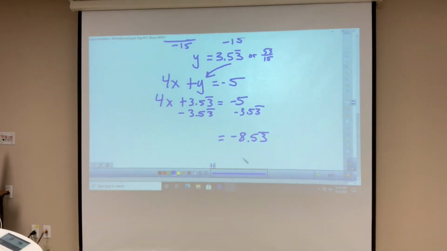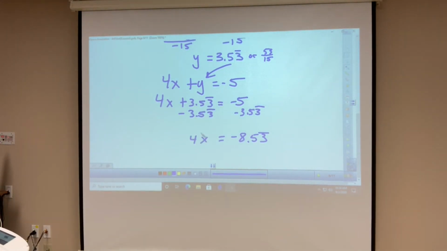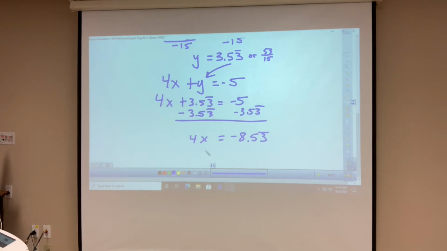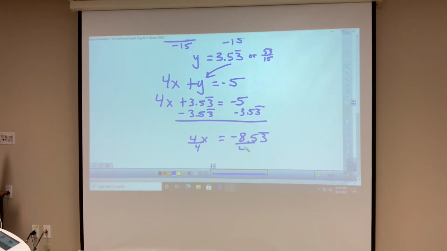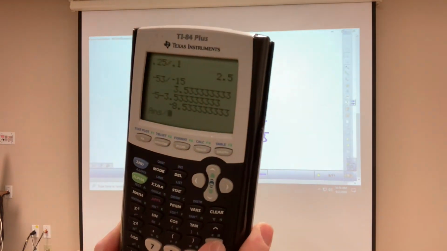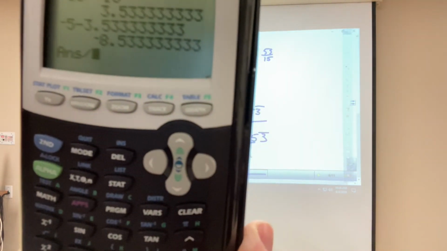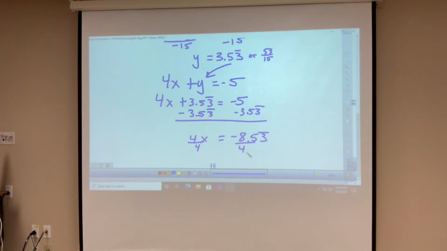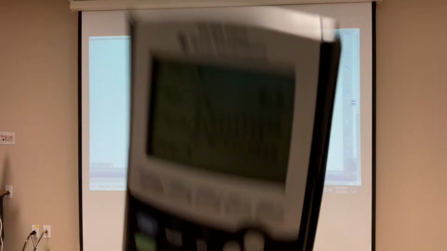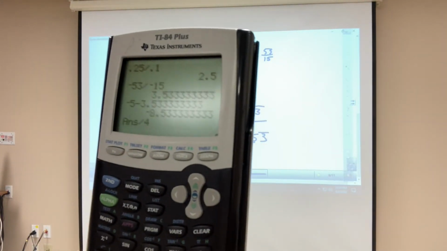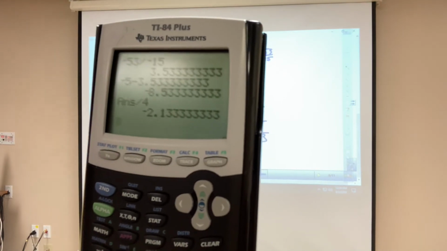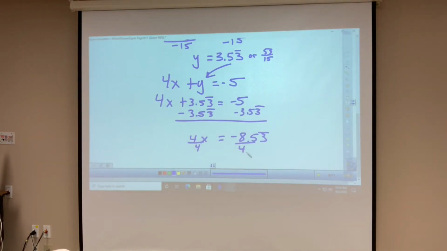And then we're going to divide by 4, right? Because we have 4x, so we're going to divide by 4 on both sides. In your calculator, you can just hit divided by, and it'll automatically take the previous answer and divide it by 4. Then hit enter, and we see our answer there: -2.13 repeating.